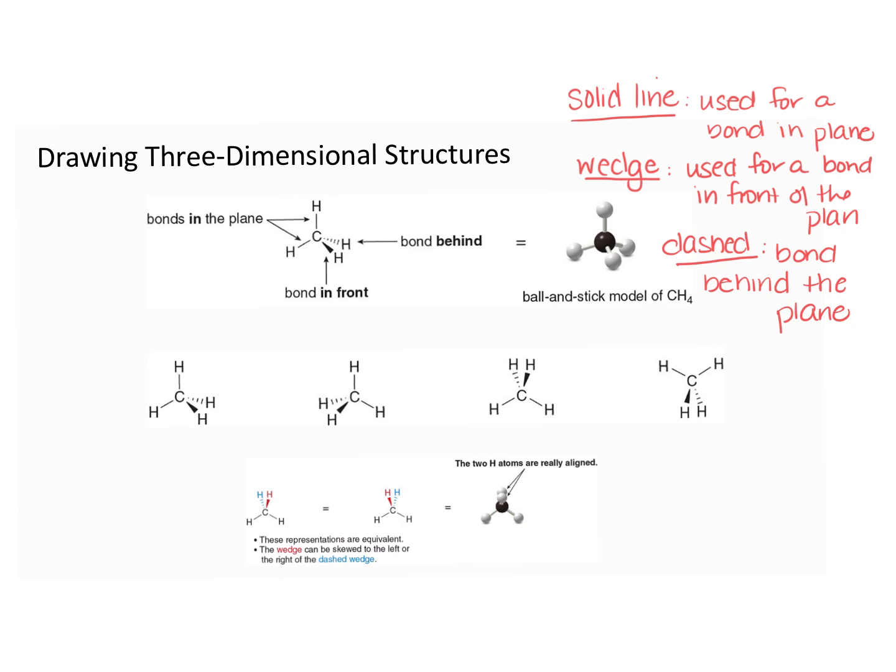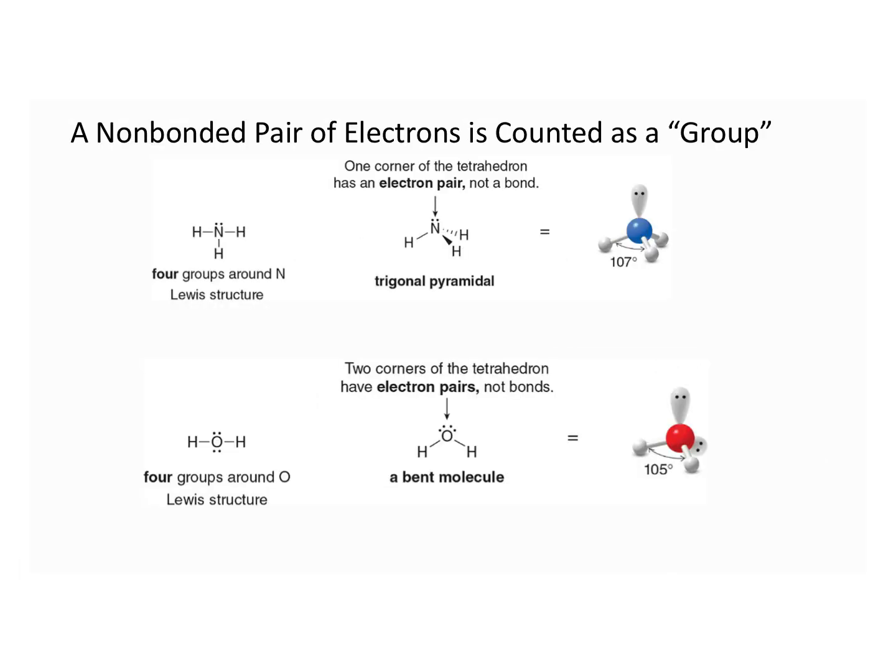I want you also to notice that when we look at these representations here, they are equal because the 2 hydrogens are really aligned with each other. And that's what we're seeing when we draw it this way. So it doesn't matter whether the wedge or the dash is skewed to the left or to the right here. If you see here, the blue is on the left and now it's on the right. It doesn't really matter one way or the other.